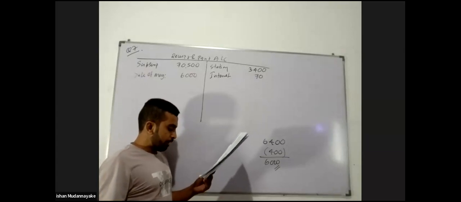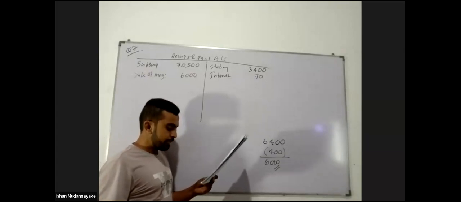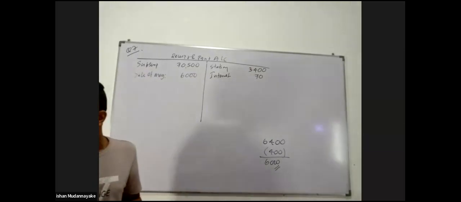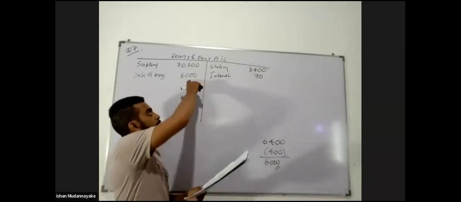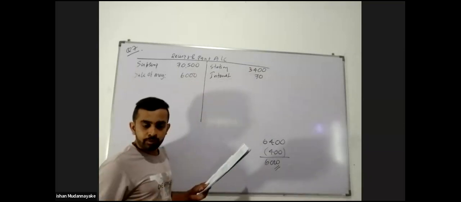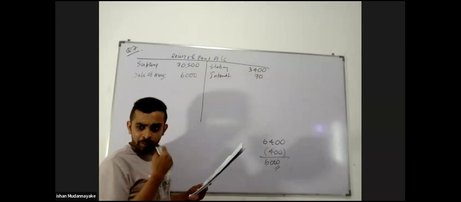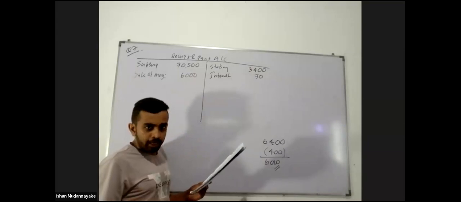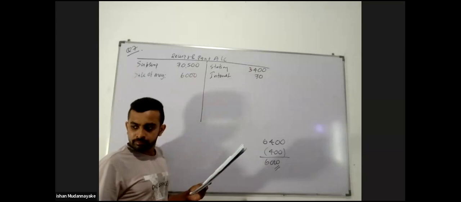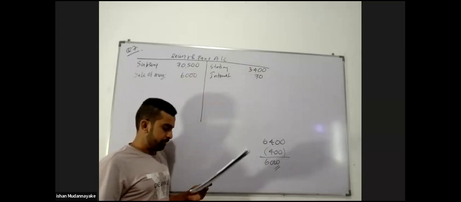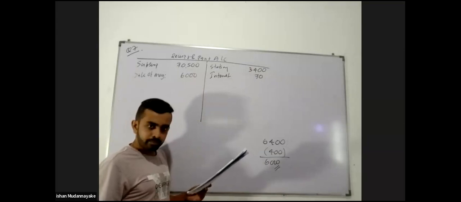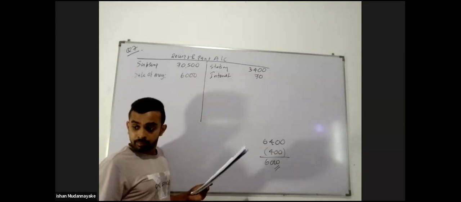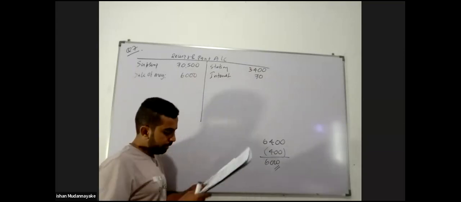Right, look at the next one. Is it clear? 6,400, clear or not? Hasidu, clear? 6,000 clear or not? Akshaya, clear? Clear, sir. Ramesha, clear or not? Clear.